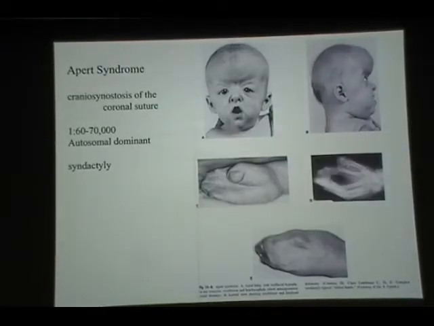Apert syndrome, this is craniosynostosis associated with a syndrome. There's a constellation of symptoms. Here you have a fused coronal suture, so now it's growing parallel, so the skull is growing out like this. The incidence of Apert syndrome is about 1 in 60 to 70,000. So is that rare or common? What's the cutoff? Usually about 1 to 2,000 is the cutoff between something that's not so common and something that's rare. So 1 to 60,000 is very, very rare.